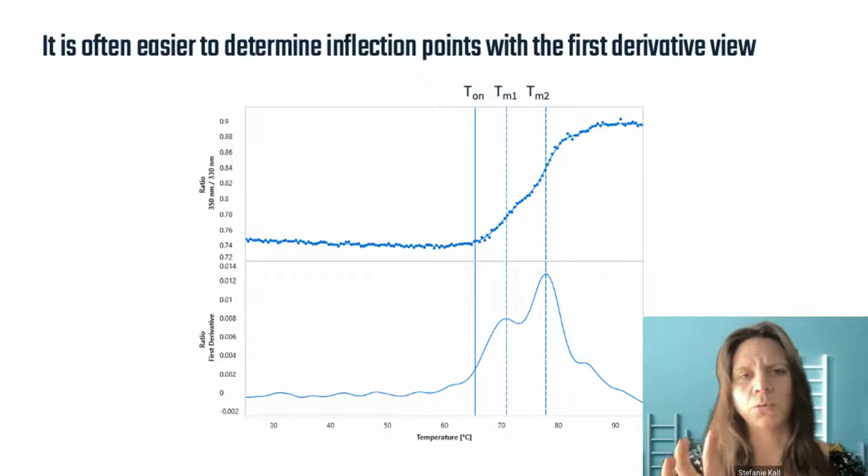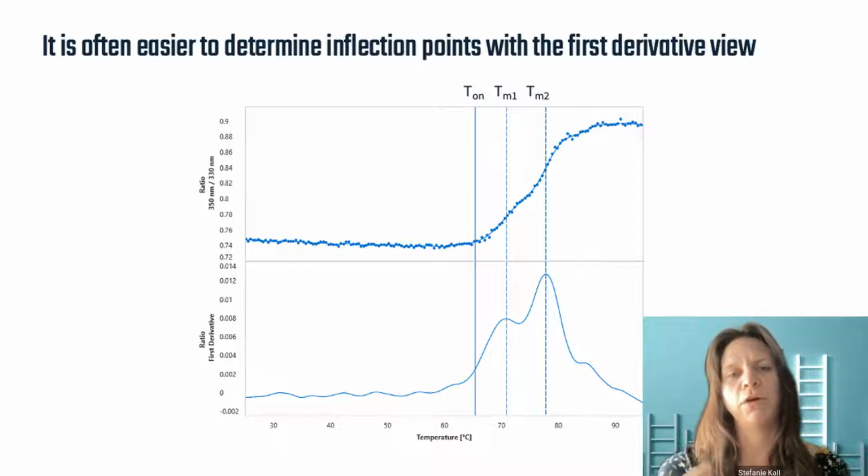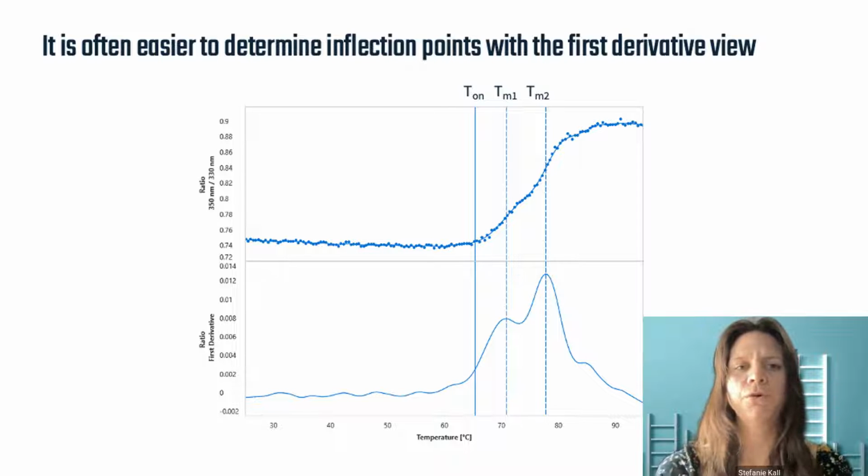I think it's also worth noting that sometimes it's easier to find that inflection by looking at the first derivative profile, especially when you have multiple domains unfolding, which reveal multiple Tms. This is an example of what that looks like. But now I want to turn to Bridget. Bridget, would you do me a favor and walk through the details of what a monoclonal antibody's nanoDSF profile looks like, just broadly and in general?